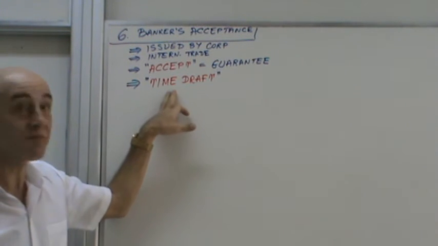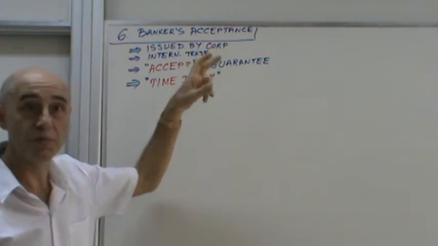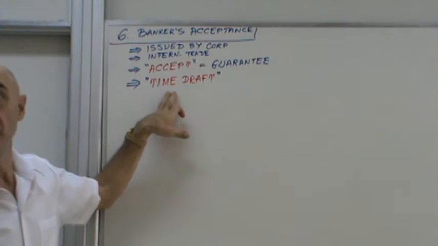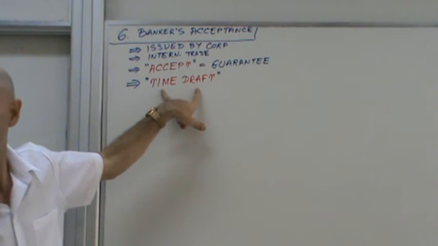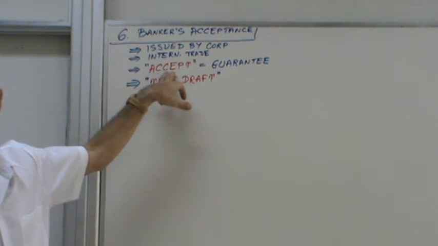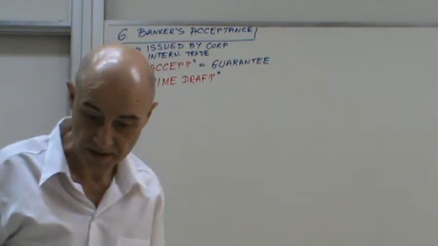And again, the time draft is issued by the corporation. So, technically, the banker's acceptance becomes a time draft accepted by a bank. Accepted means guaranteed by a bank.